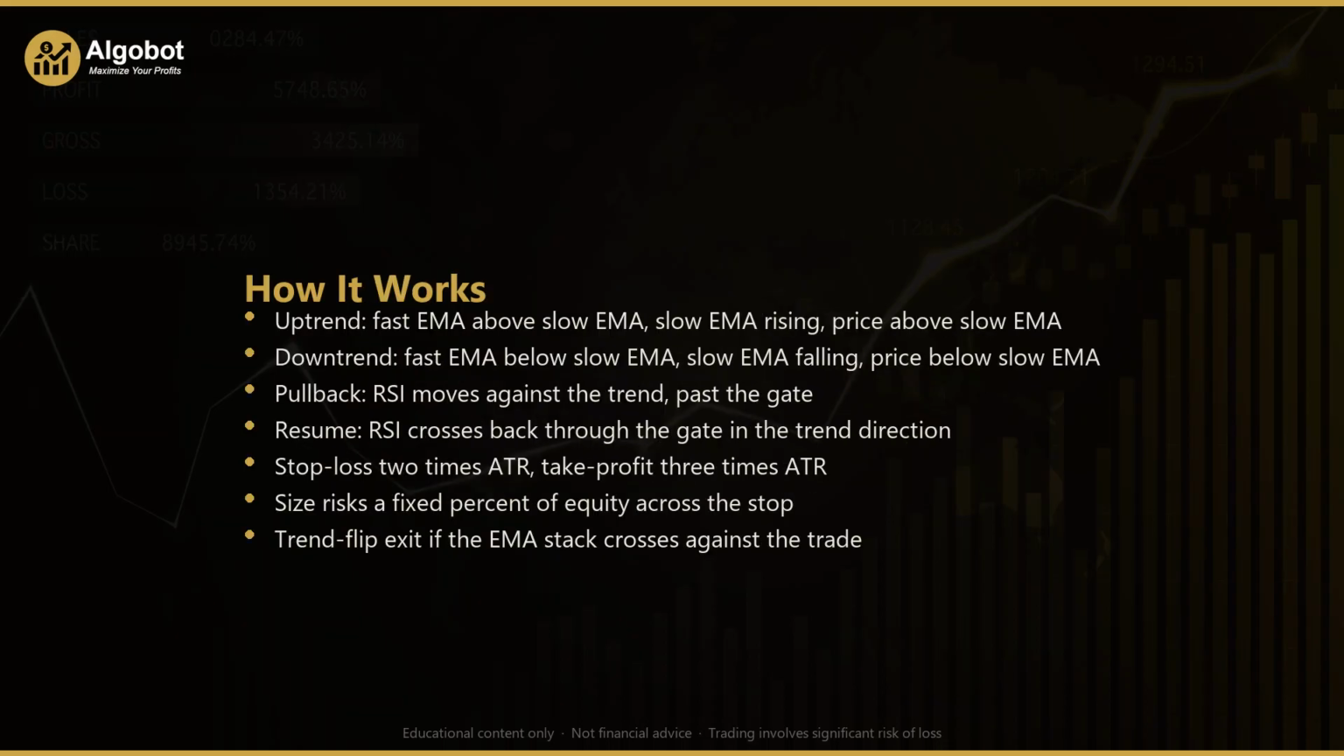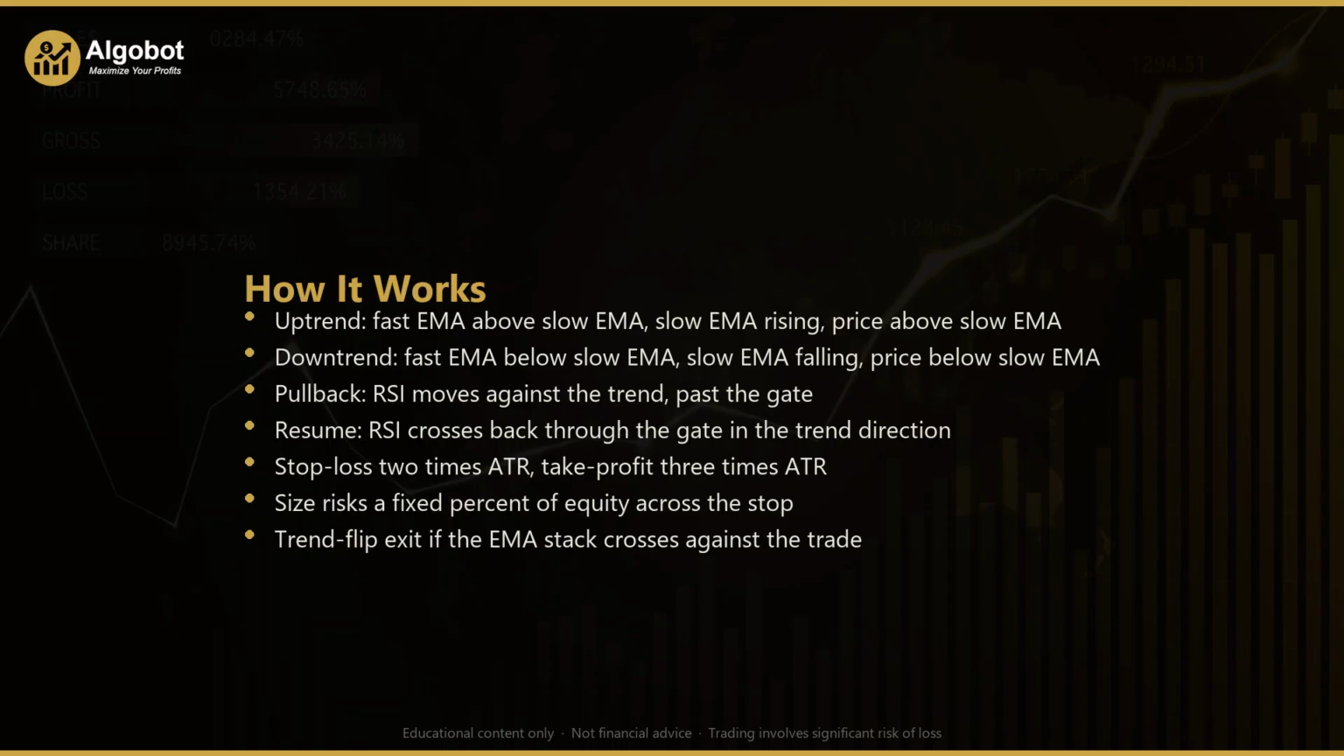Now let's walk through the mechanics step by step. Everything is evaluated once per completed bar, using closed data, so the strategy is not reacting to the flicker of an unfinished candle. The first job is trend classification. For an uptrend, three conditions must all be true at the same time. The fast-moving average must be above the slow-moving average. The slow-moving average must be rising compared with where it sat 10 bars earlier, and the closing price must be above the slow-moving average. For a downtrend, those conditions simply mirror.